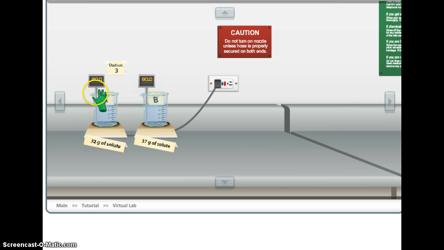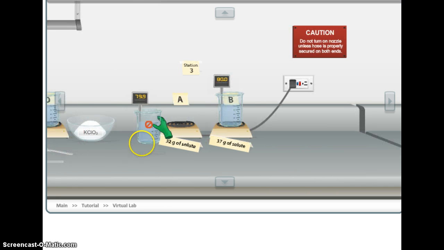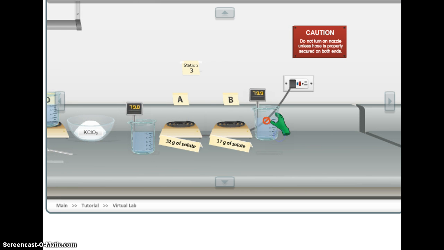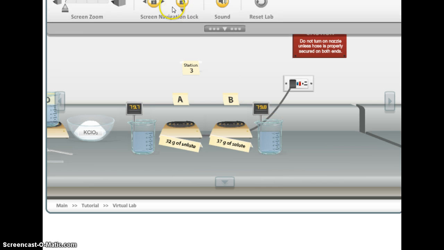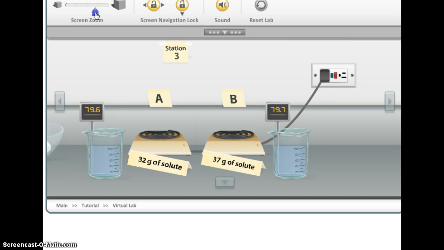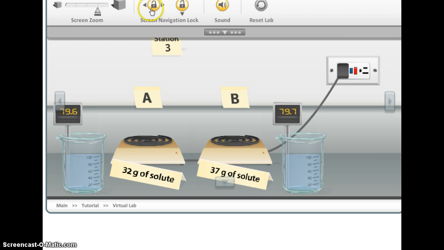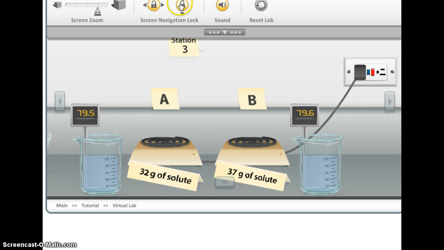Alright, so if we notice, both the beakers are at what temperature? 80 degrees. And I'm going to take them off the heat so they start to cool down. Zoom in a little bit so we can see a little clearer.